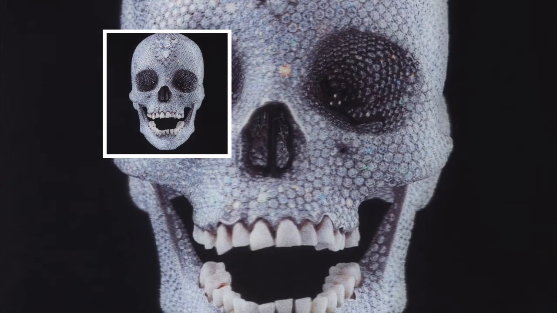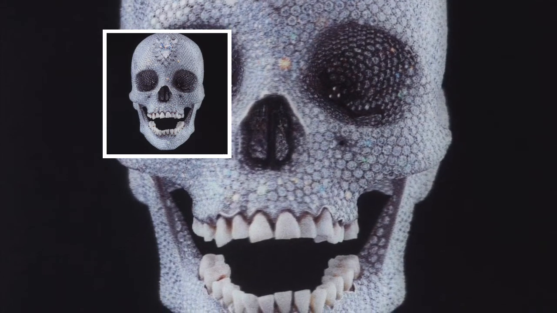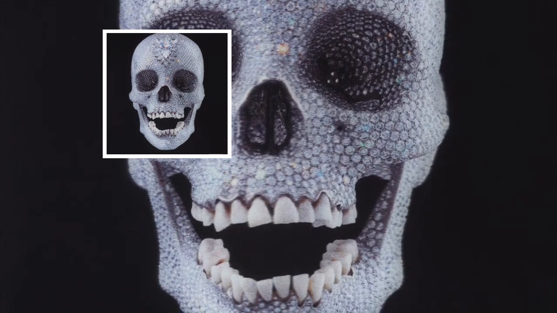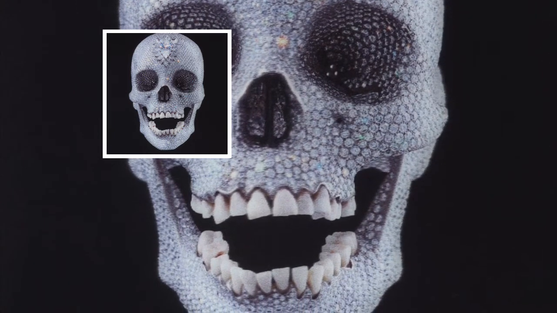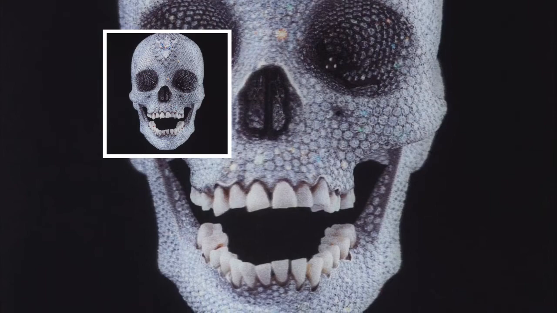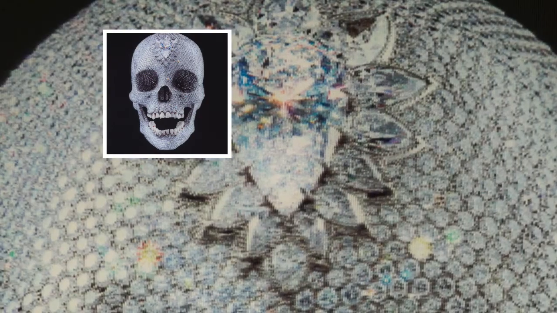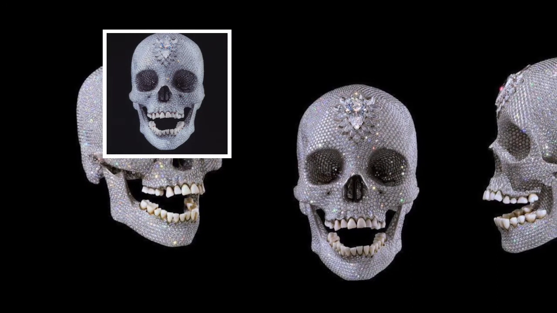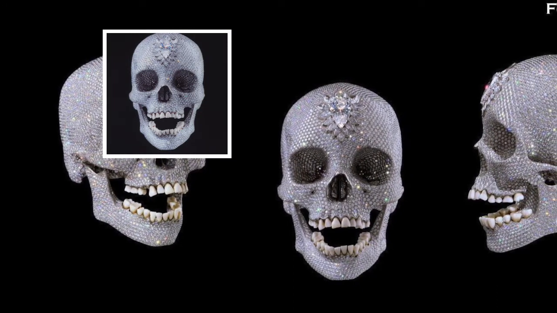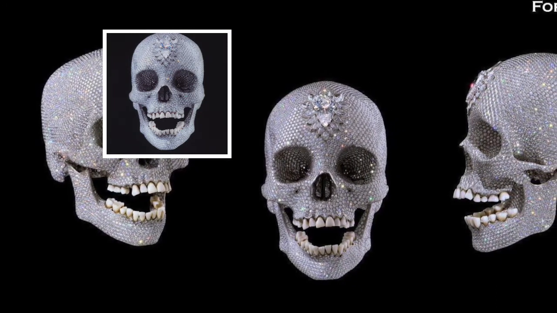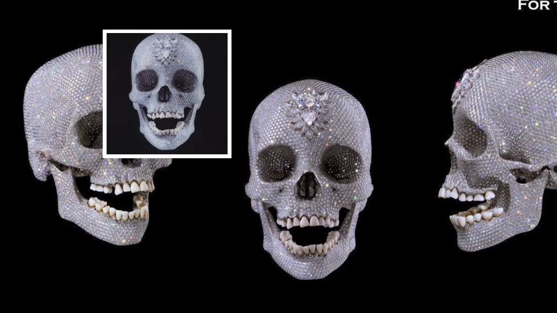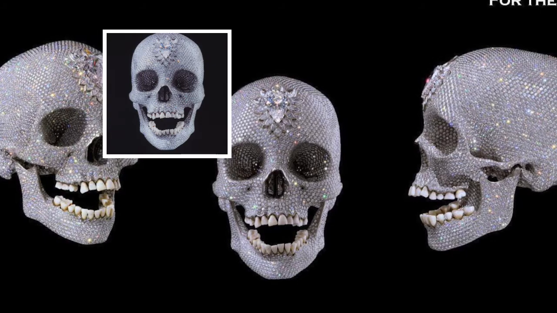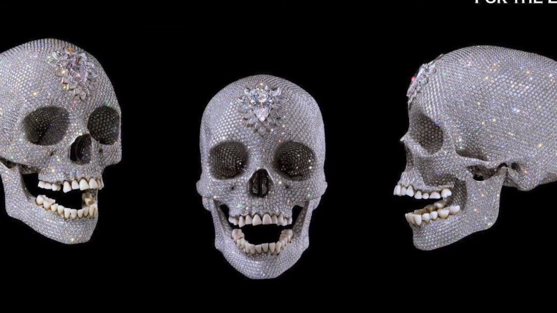So this he created in 2007, a platinum cast of an actual human skull. And then it's got 8,600 diamonds, including that large pear-shaped one you can see on the forehead, covering it. Those are actually human teeth also that were placed into the skull. He did have a dentist help him with getting them cleaned up. So there's that. But it's famous for being the most expensive work of art ever made.